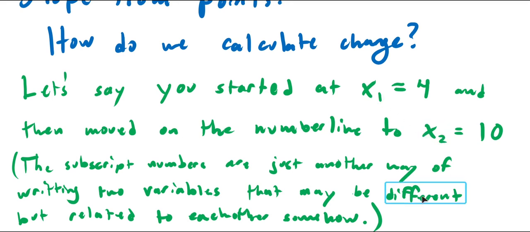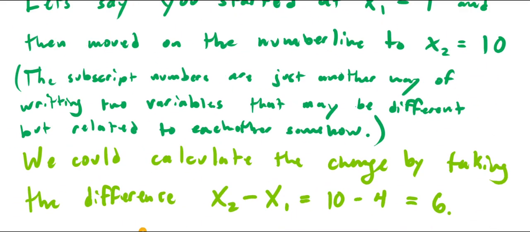We often use subscripts in mathematics to indicate that we're still talking about the same variable, but maybe with different values at different times or something like that. Here I mean we started at this value, 4, and we went to this value, 10. How much did it change? So we could calculate this by taking their difference. x2 minus x1 would be 10 minus 4, that's 6. And that makes sense if you think about a number line. If you go from 4 to 10, you've gone up by 6 units.